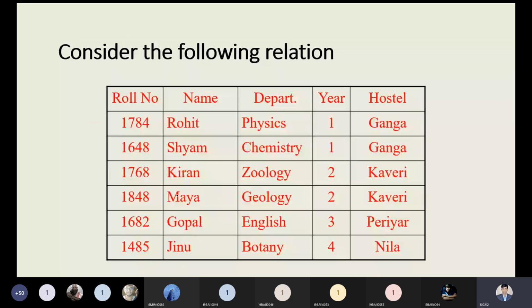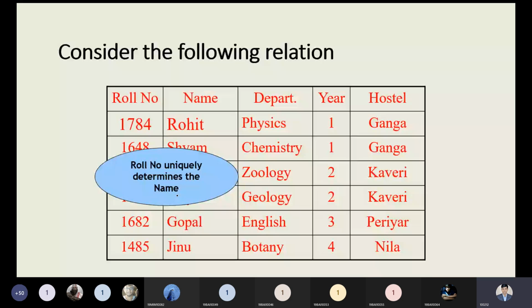Yes, sir. Okay, so now we have another relation. Now consider the following relation. What are the entities we have over here? We have another relation, this table. In this student relation table, we have the roll number, the name, the department, the year of the student, and the name of the hostel like Ganga, Kaveri, and Periyar, and so on. Now the roll number uniquely determines the name. Please tell me, is it correct?